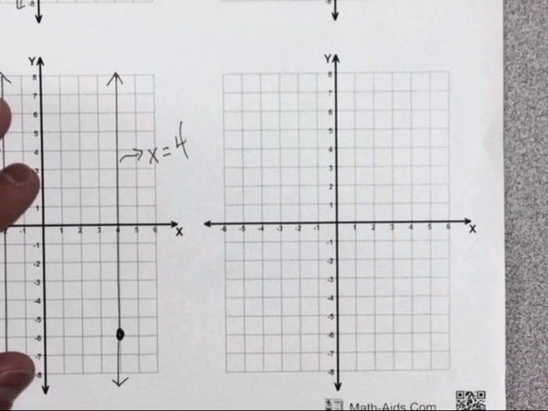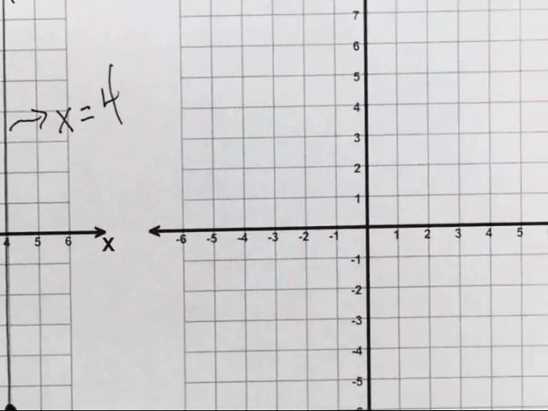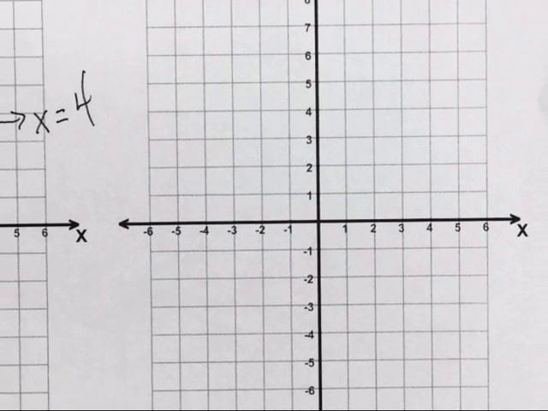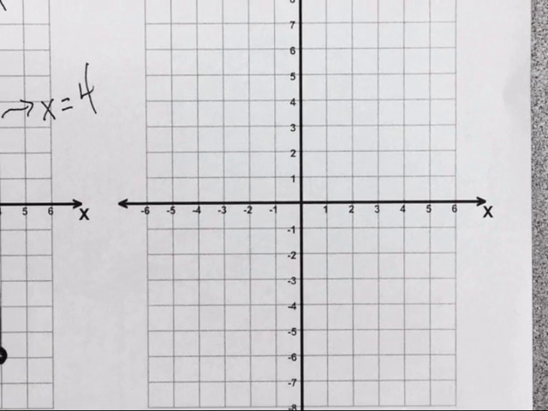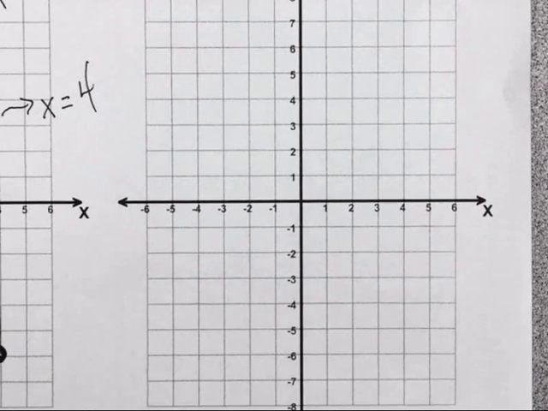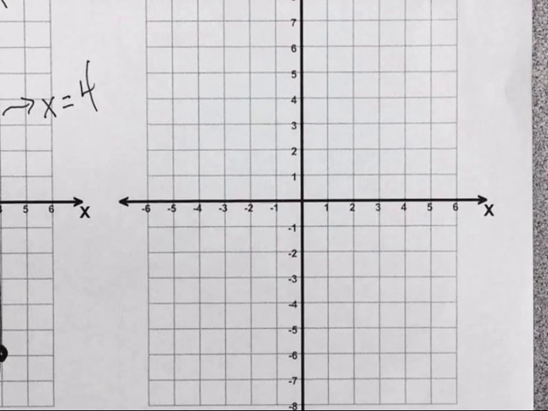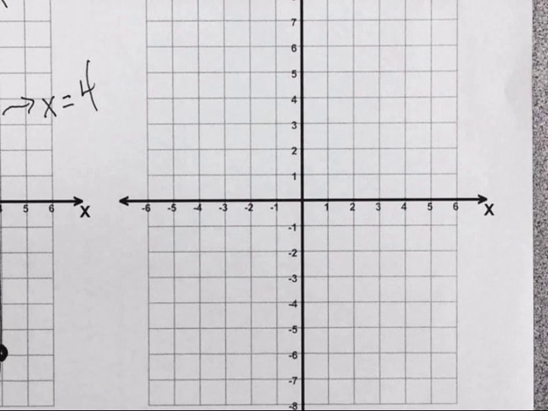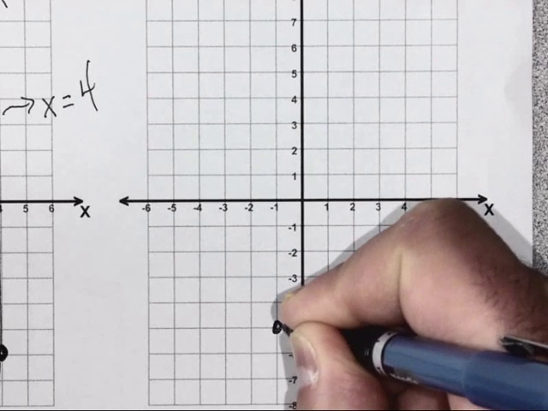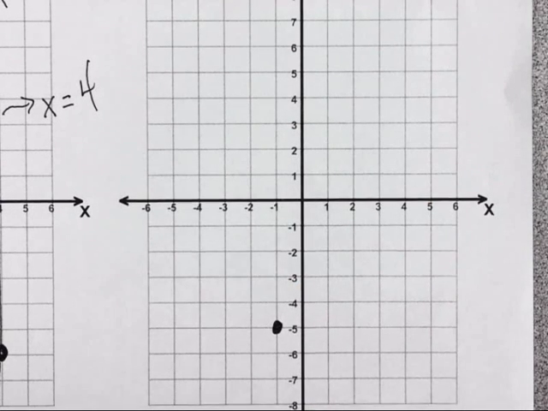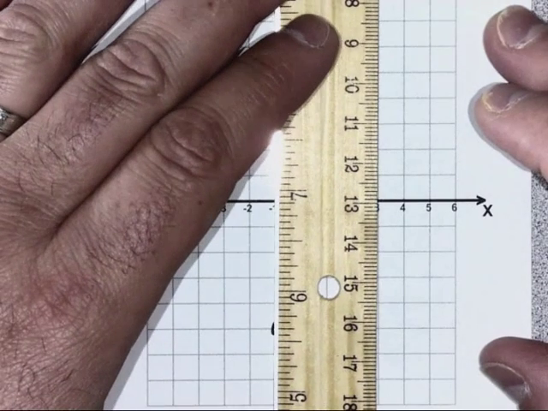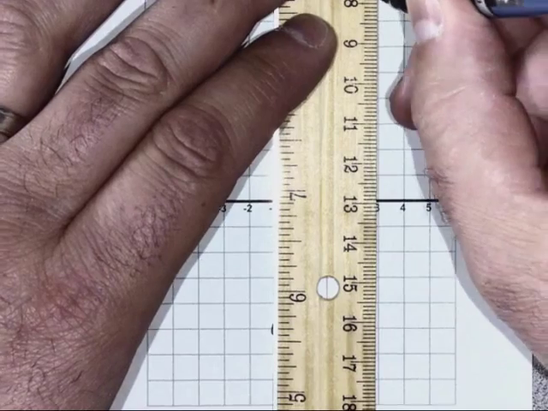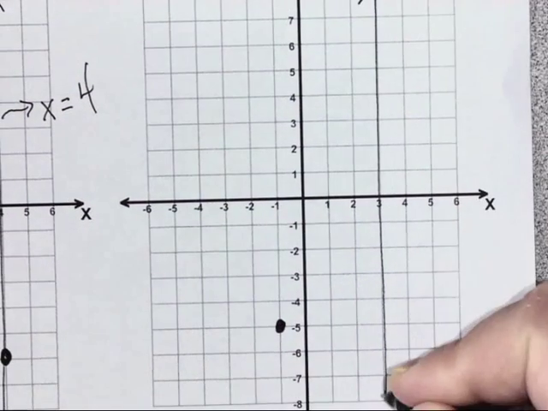So let's plot the point -1, -5. So -1, -5 is going to be here. Okay. And let's graph the line x equals 3. Once again, that's going to be a vertical line going through 3 on the x-axis. Easy to graph.